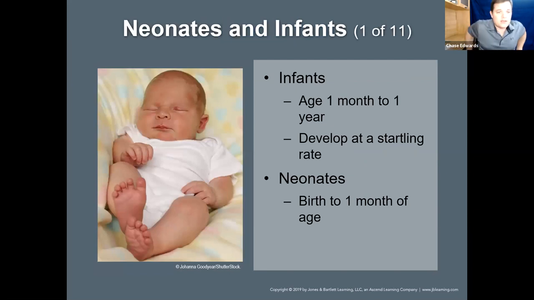All right, so starting off with neonates. Neonates is birth to 1 month, and infants is 1 month to 1 year. You're only a neonate from birth to 1 month, and you're only an infant from 1 month to 1 year. Infants, children from one month to 1 year, develop at a startling rate. That is true, and we say it all the time. If you do have kids, they grow up way too fast. Neonates, children from birth to 1 month, will also be covered in Chapter 35, obstetrics and neonatal care. So we'll have that coming up. 35 is way away, but we will cover them.